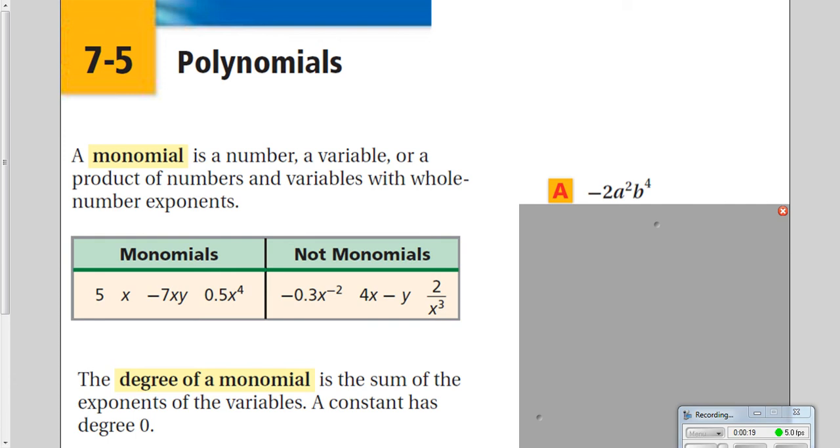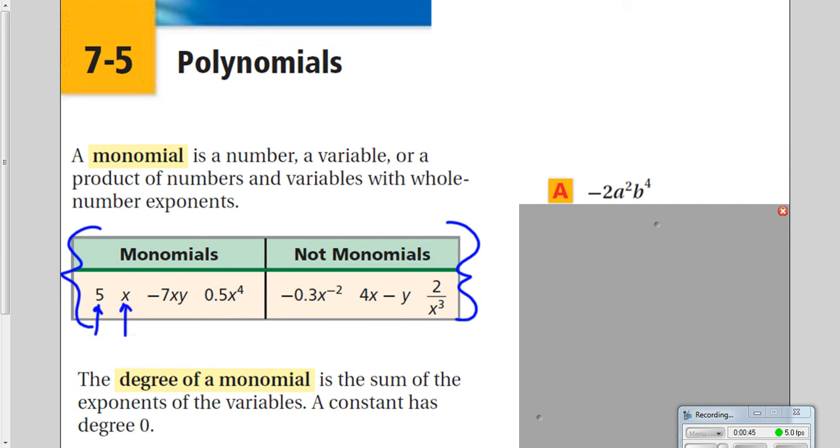So a monomial is a number, a variable, or a product of number and variables with whole number exponents. Okay, so this table right here shows you examples of monomials on the left and examples of things that are not monomials on the right. So again, the definition says that it could be a number. That means that this number 5 right here all by itself is a monomial. It could be a variable. That means that this x all by itself is a monomial.